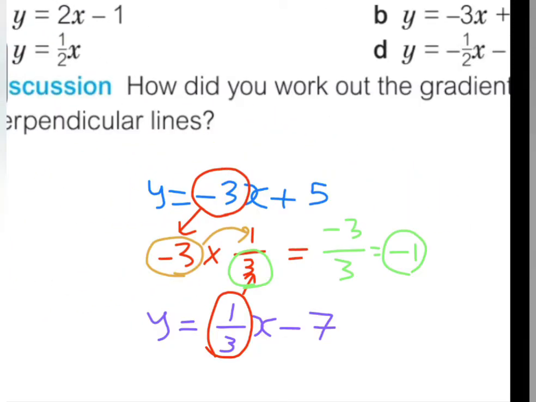So what does that mean? It means when you multiply the gradients together of these two lines, the answer will be negative 1, as you can see. Now, if the product of multiplying the gradients by themselves equals negative 1, it means the lines are perpendicular. This is the meaning of the key point. Now let me show you another way of getting the gradient of a line perpendicular to another line. Let me remove these first.